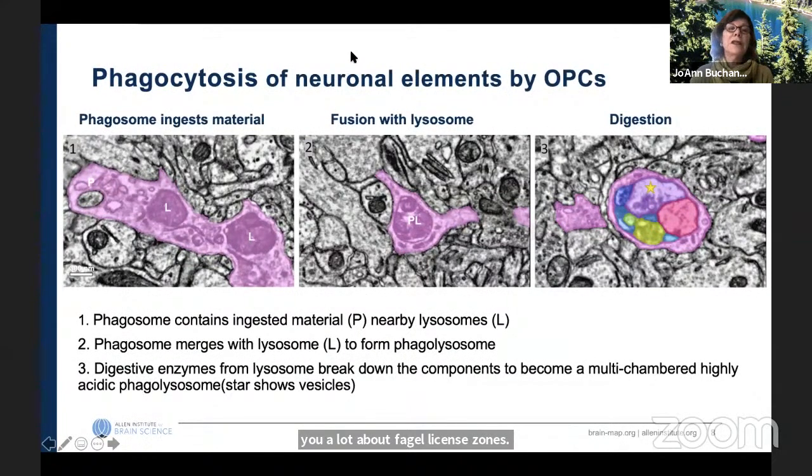In our EM data sets, obviously EM is a snapshot in time, but we can look at things in very high resolution and begin to understand what we are seeing. Here is a branch of an OPC in pink. The first thing you see is this phagosome, and the phagosome is always membrane bound. Next to that are two lysosomes. Then the phagosome and the lysosome will join together, and eventually it becomes this amazing looking organelle called the phagolysosome. This is where everything happens, where all these different things are broken down. Some of them are recycled and some of them digested.